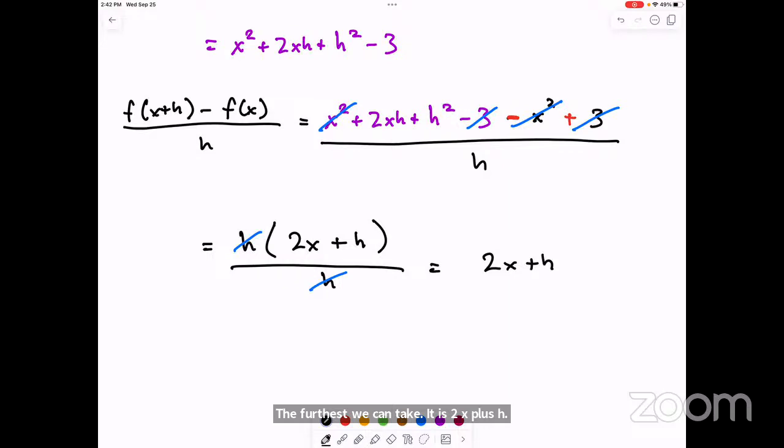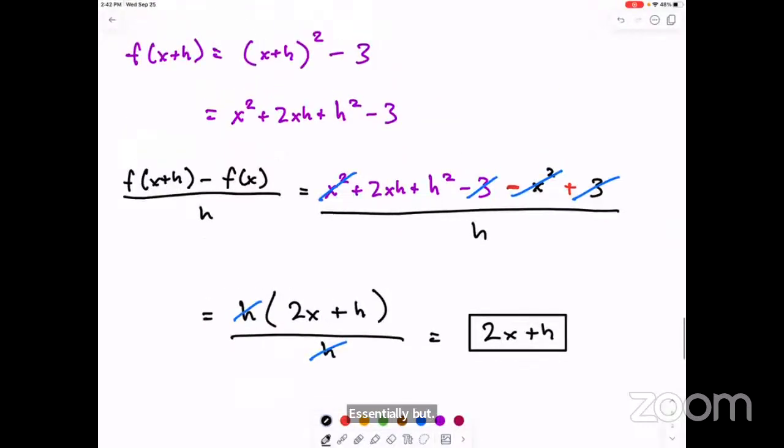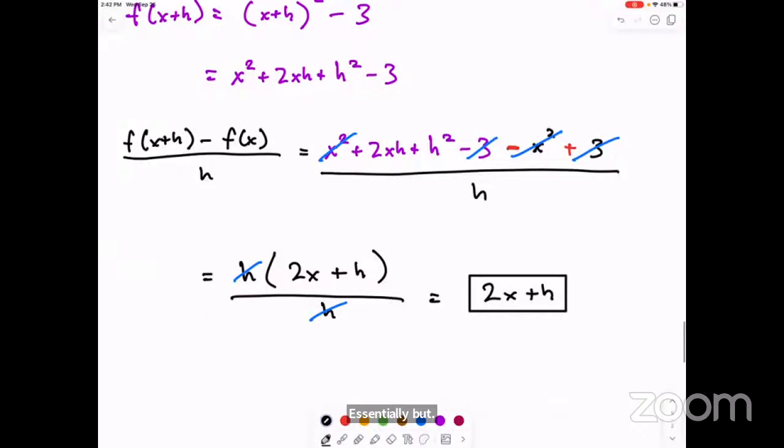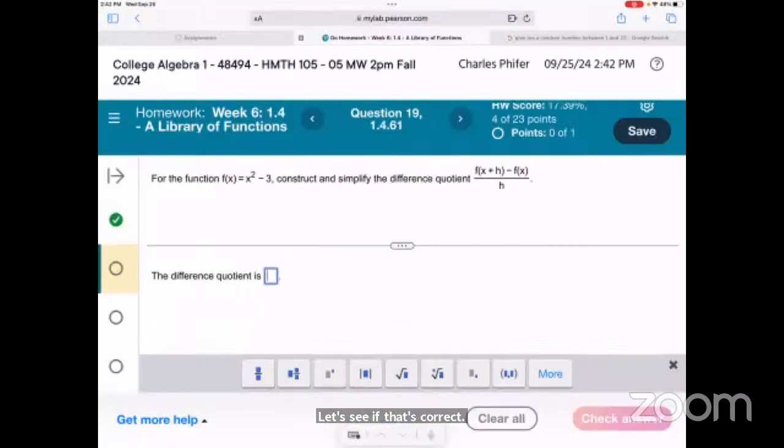So now for our purposes, it's a little bit extraneous. It's a lot of extra work. In calculus, we can just look at the original and write the answer. We have a method for bypassing all that algebra and jumping straight to the answer. But for our purposes, let's keep going. 2x plus h. Let's see if that's correct. So we got 2x plus h. 2x plus h. Okay.